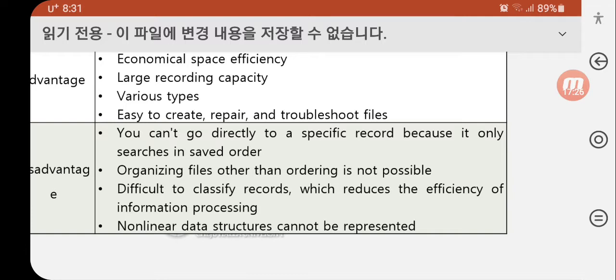Have you tried summarizing it? Okay. Okay, next slide.